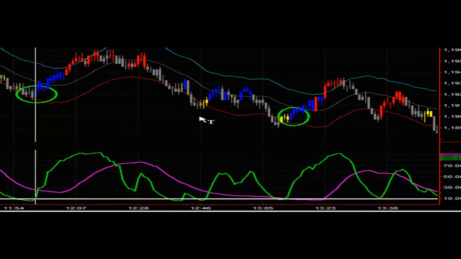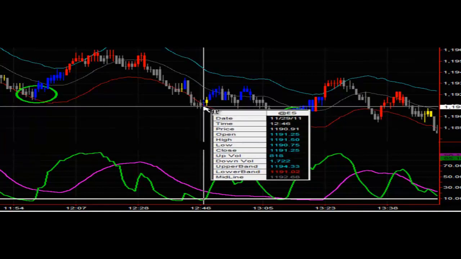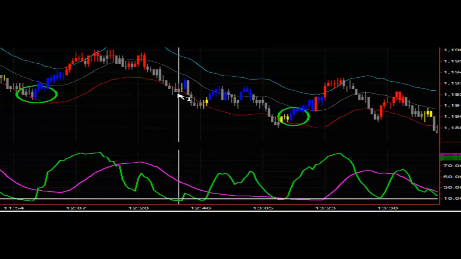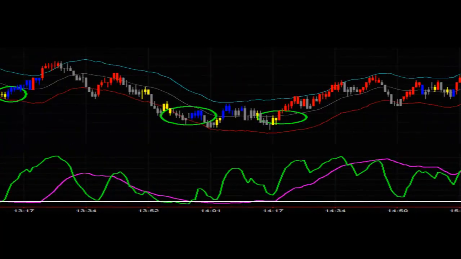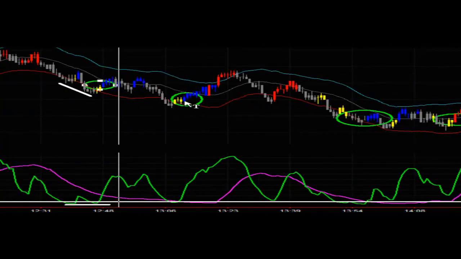We'll go back here. We have a new lower low. We have divergence on these two prices, so I need to add this as another trade. So that is a trade signal right there generated. Let's look at this one right here.